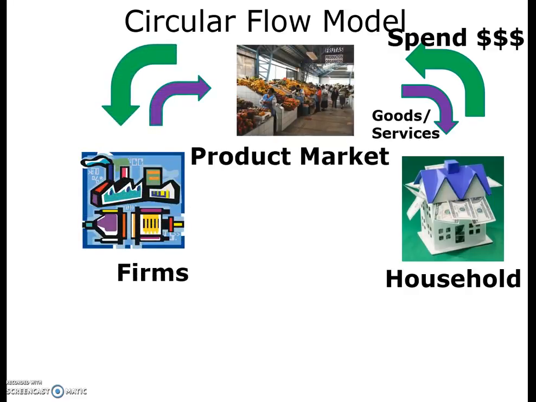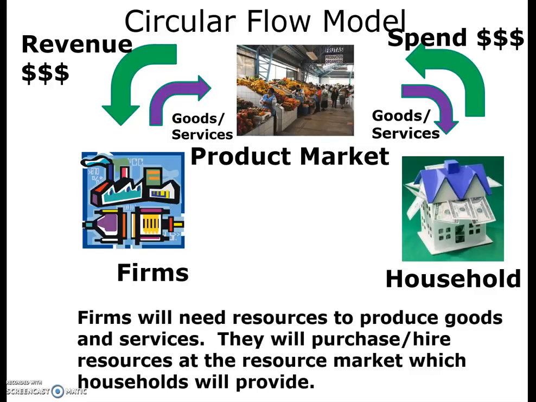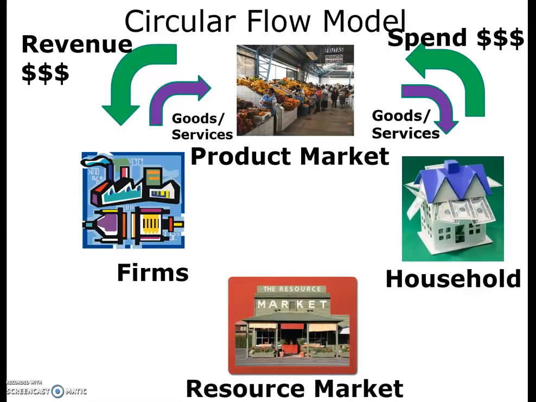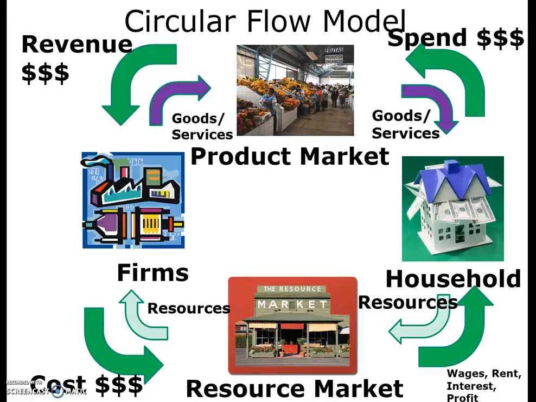Firms will provide and sell goods and services in the product market. But firms will need resources to produce goods and services, so they will purchase and hire resources at the resource market, which households will provide. And here we have the circular flow model.